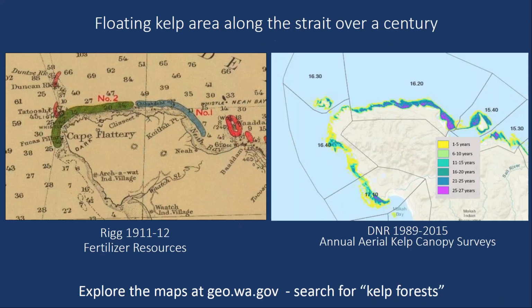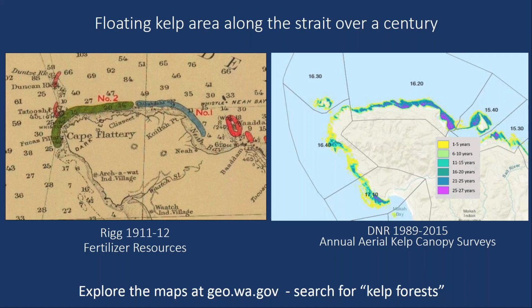We're also really interested in how kelp abundance has changed over time. And so here's an interesting study. We looked at floating kelp area along the strait over a century, and we compared our long-term data set, which I just talked about, to detailed maps that were produced by Rigg in 1911 and 1912. And Rigg's maps were created to identify kelp beds as harvest resources for fertilizer. And this mapping effort occurred all along the West Coast. I'm just using the Washington ones.